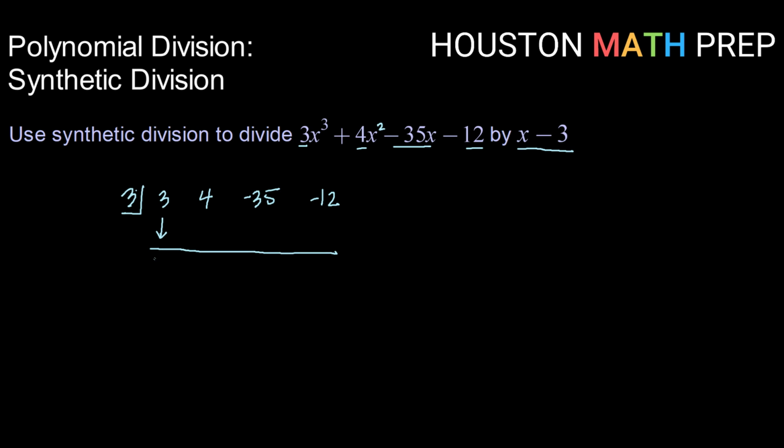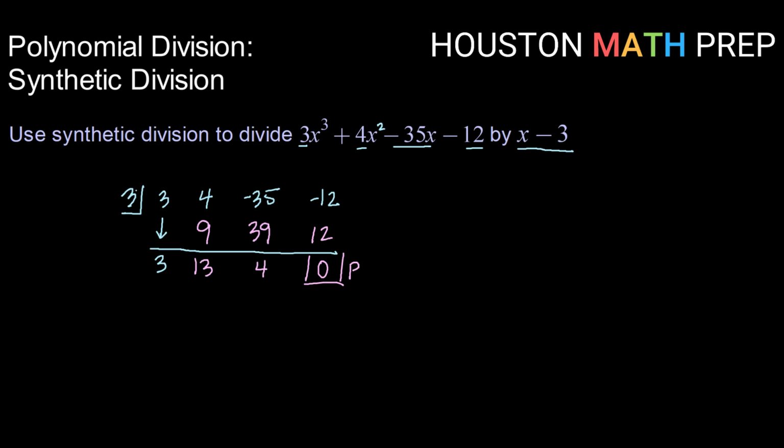Go ahead and bring your first coefficient down, and then we're just going to do the same process again and again. Multiply around, so 3 times 3 is 9, and then add down. 4 plus 9 is 13. Repeat. Multiply around, 3 times 13 is +39. Add down. -35 plus 39 is 4. Repeat, multiply around, 3 times 4 is +12. Now add down. -12 plus 12 is 0.